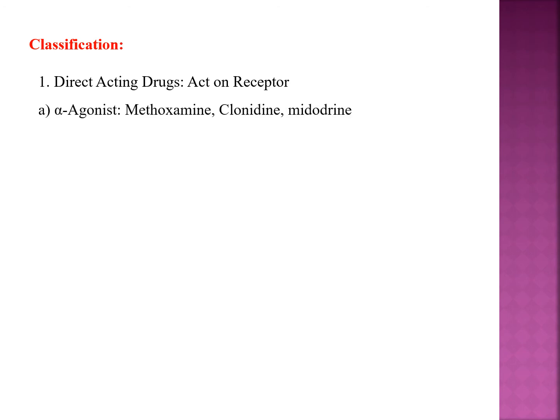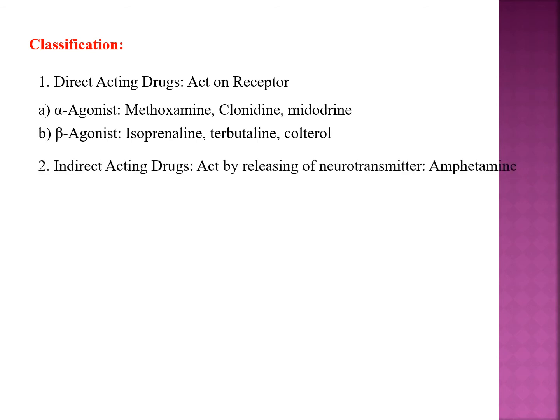Now, classification of adrenergic drugs. The first class is direct acting drugs. These drugs act by interacting directly with adrenergic receptors. It is further classified as alpha agonists, for example methoxamine, clonidine, midodrine; and beta agonists, isoprenaline, terbutaline, salbutamol.